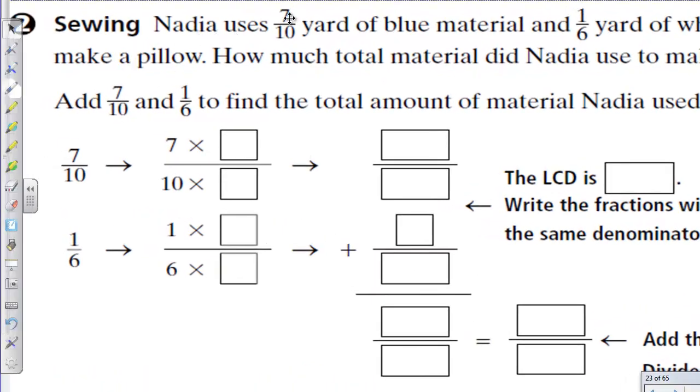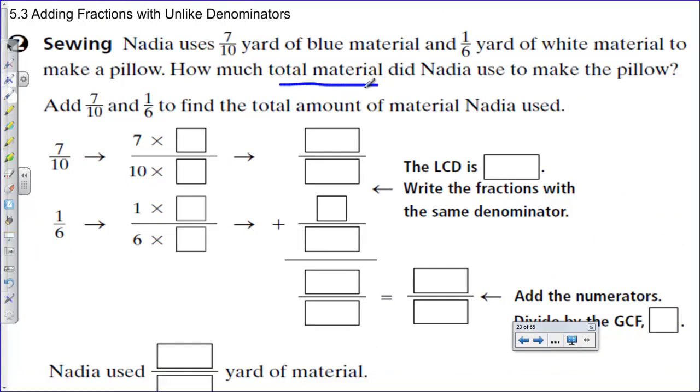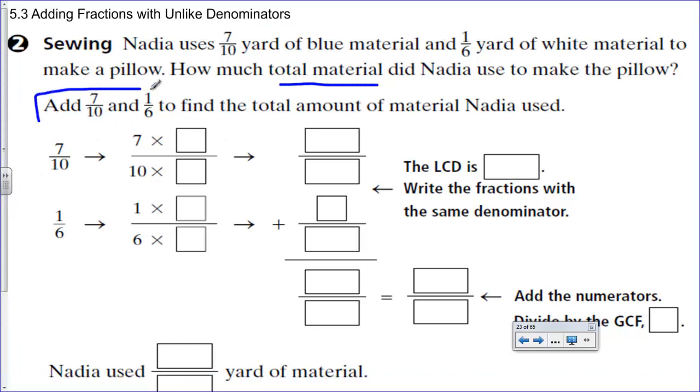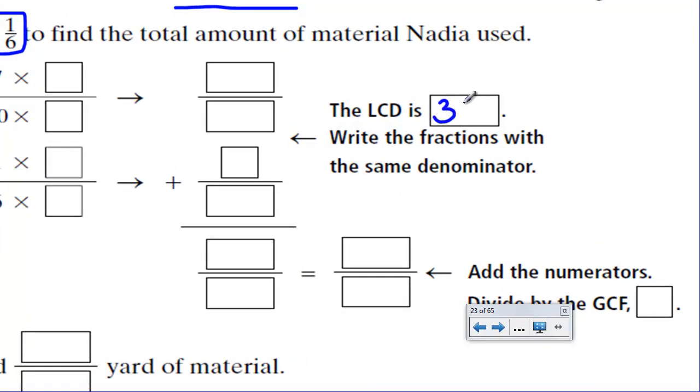Nadia uses 7/10 of a yard of blue material and 1/6 of a yard of white material to make a pillow. We need to know how much total fabric she is going to use. So we need to add 7/10 and 1/6, that is our goal here. Let's find the least common denominator between 10 and 6. The least common denominator between 10 and 6 is going to be 30.